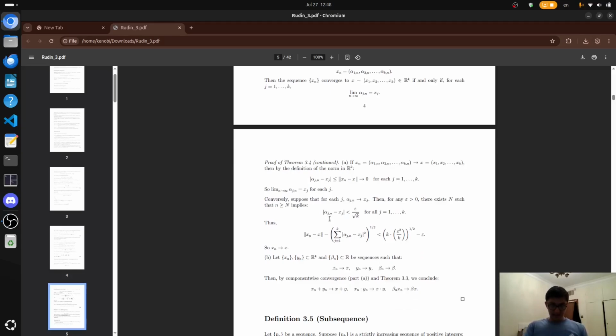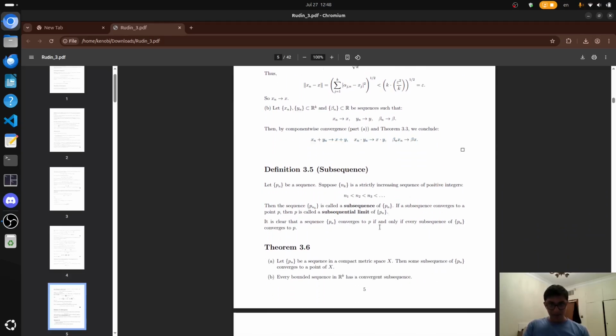And what follows is that even for sequences, when you add them, multiply them, or multiply them by a constant in Rk, you get the same thing for the limit. Now we have a subsequence. A subsequence basically means you're taking a strictly increasing sequence of positive integers, and you're taking those integers as indexes of this sequence. So if you have the integers 2, 5, 7, etc., you're taking the second term, the fifth term, the seventh term, etc. That's the subsequence.